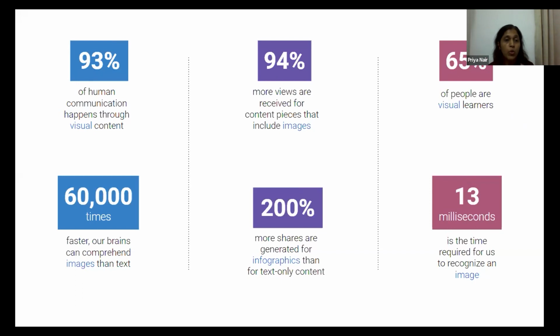So it shows how important your visuals are. And the next one says that our brains can comprehend images 60,000 times faster than text, right? All these statistics are related to visuals.